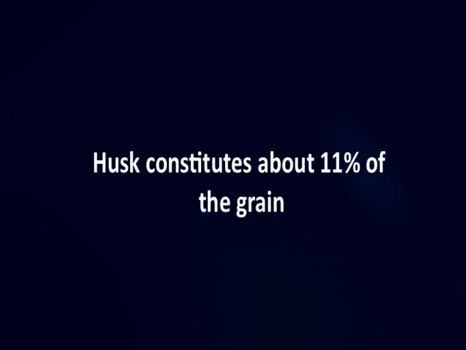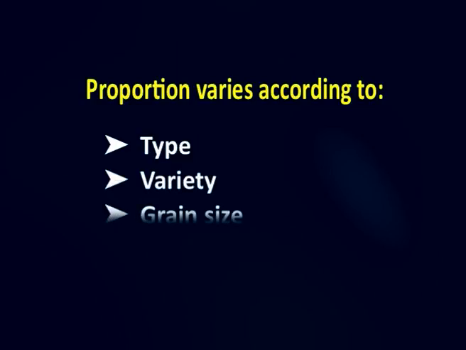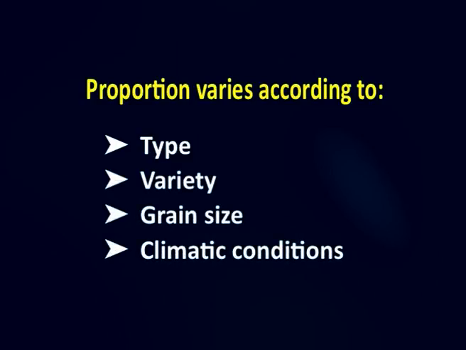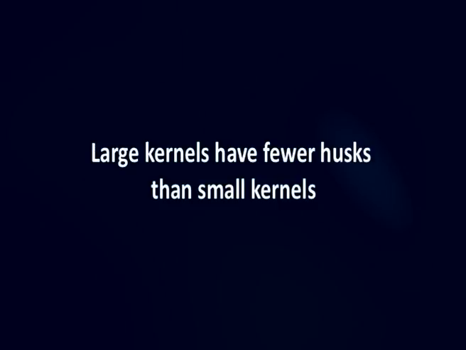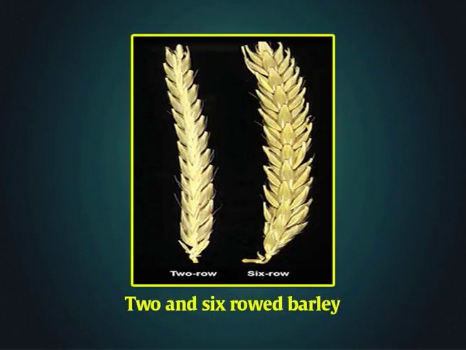The husk constitutes about 11% of the grain. The proportion varies according to the type, variety, grain size, and climatic conditions. Large kernels have fewer husks than small kernels. The husk in 2-rowed barleys is generally lower than in 6-rowed barleys.